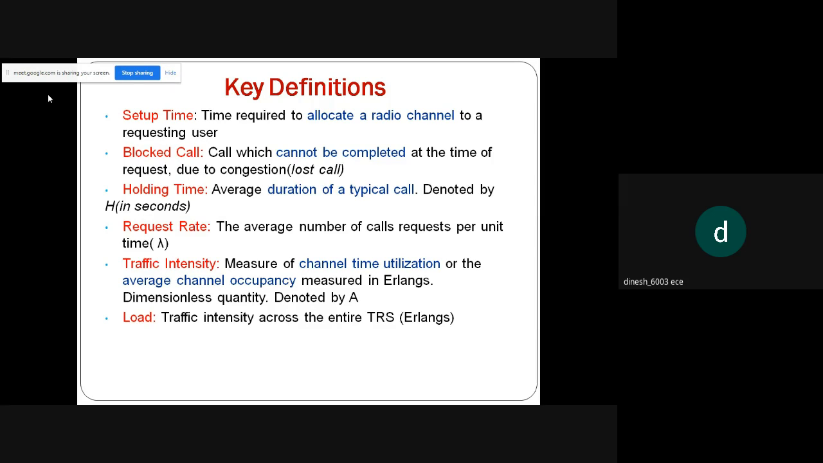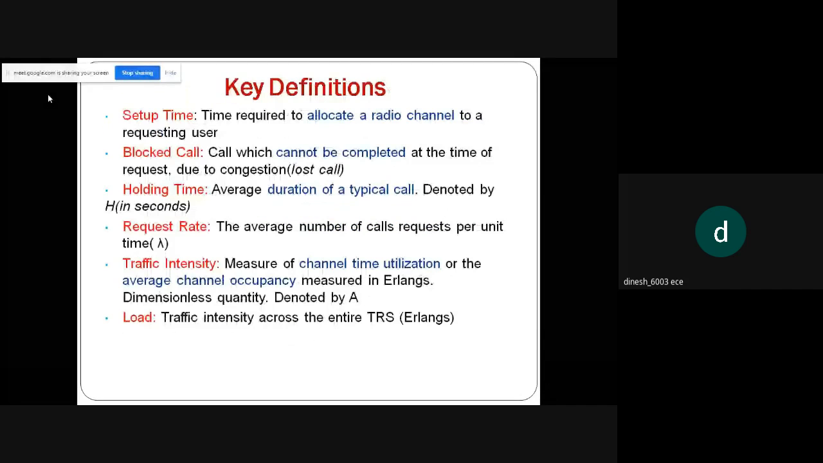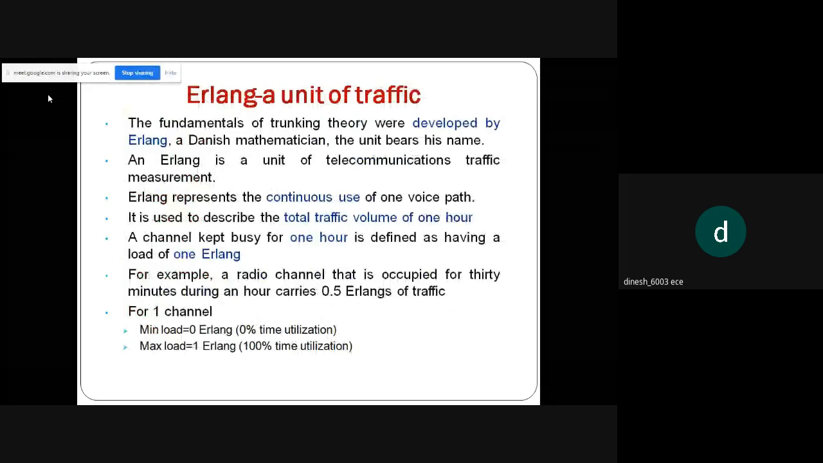the traffic intensity across the entire trunked radio system. For the entire trunked radio system, there will be some traffic, so that we call load. So I said this traffic intensity is measured in Erlangs. This fundamental trunking theory was developed by Erlang, a Danish mathematician. So his name is given to this unit.